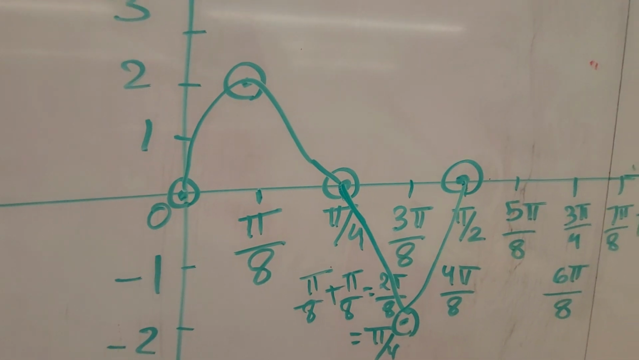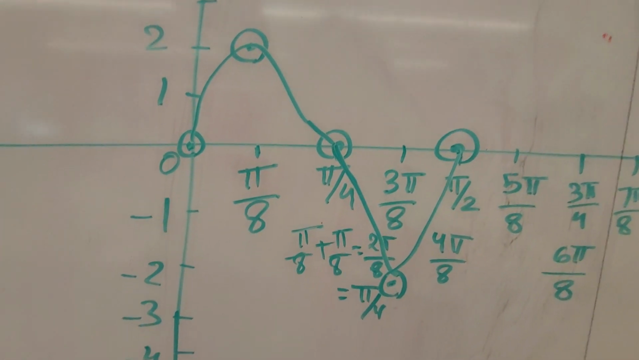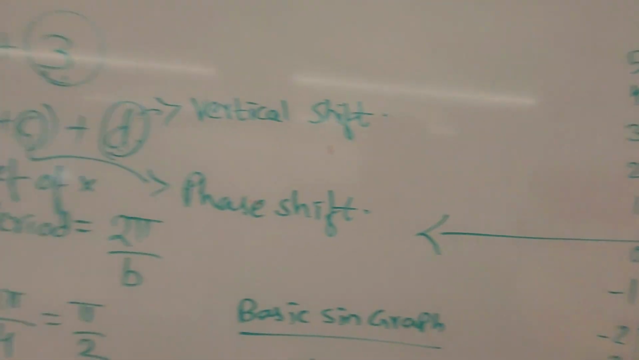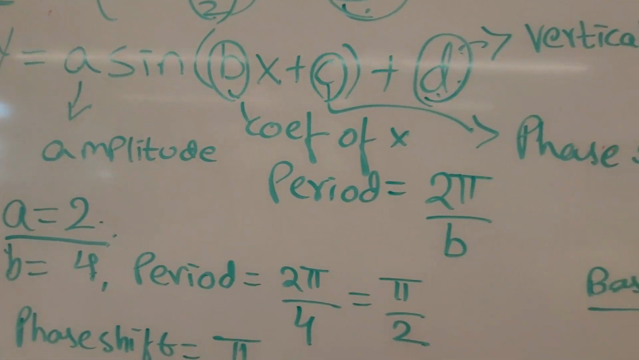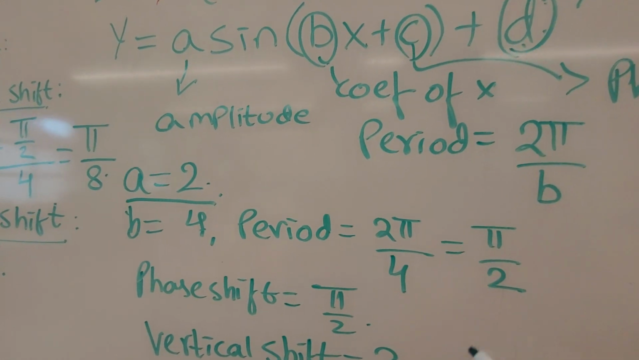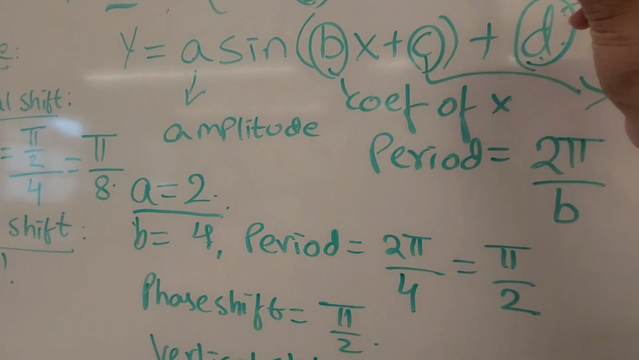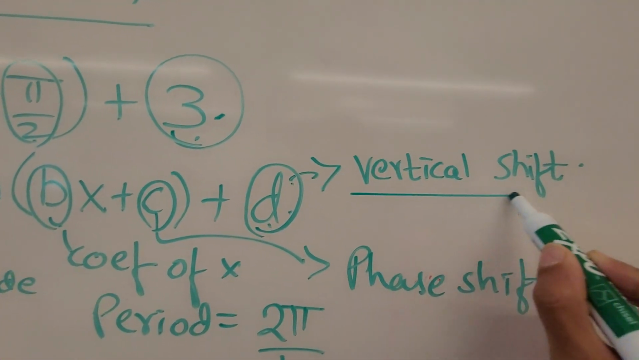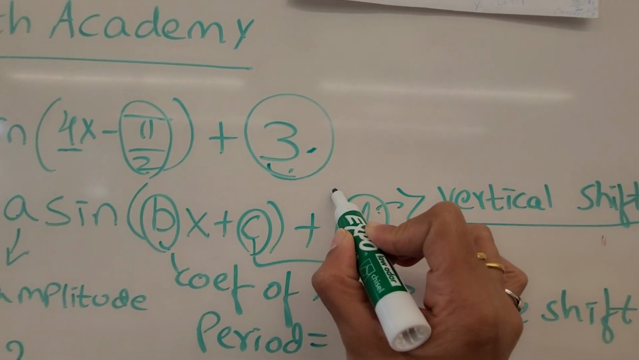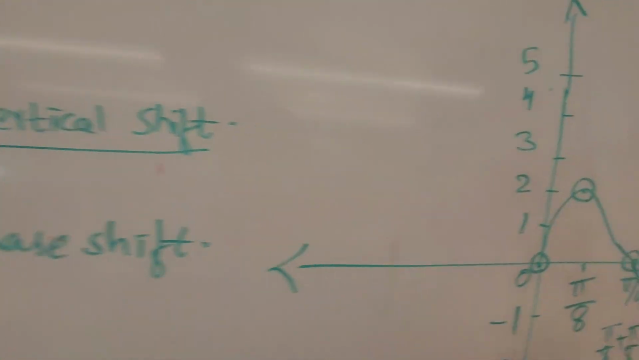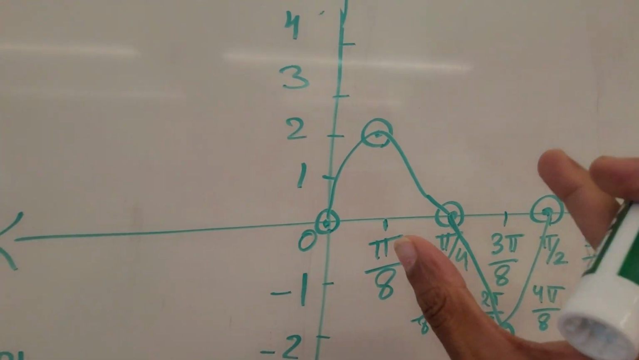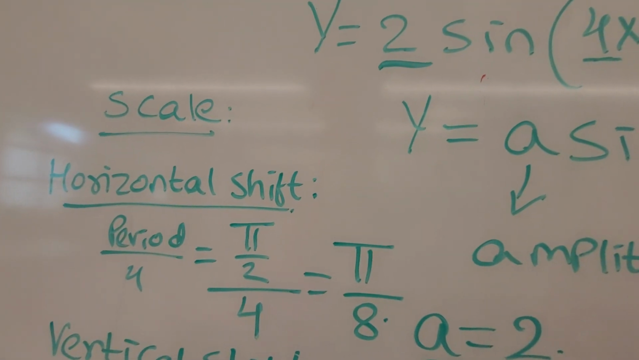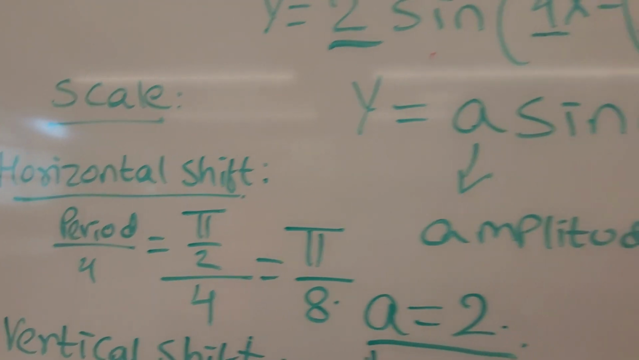Okay, and now I'm going to apply my phase shift to this. For the phase shift here, I need to move pi by 8 units to the right, and 3 units up. So the vertical shift here is D, and for D I have 3. I am shifting this standard graph, applying the shifts here. The horizontal shift is the period divided by 4, which is pi by 2.